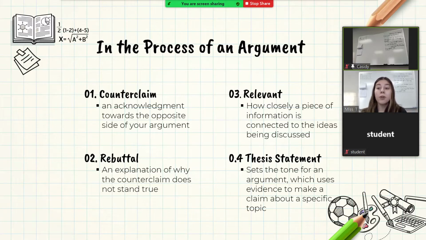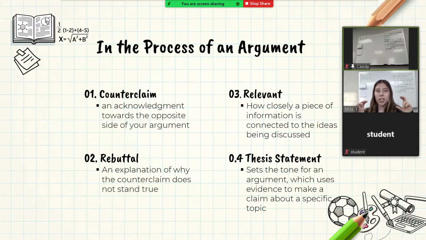So the counterclaim goes against your argument. The rebuttal goes against the counterclaim, going against your argument. And then we also want our evidence and our sources to be relevant in order to make sense with the times that we're in. And then the thesis statement ties our whole argument together in one cohesive sentence. It can be more than one sentence. A disclaimer: a thesis statement can be more than one sentence, but it tends to be one sentence.